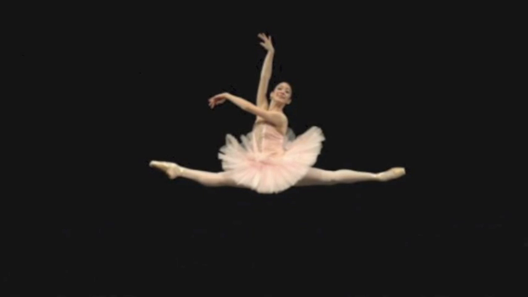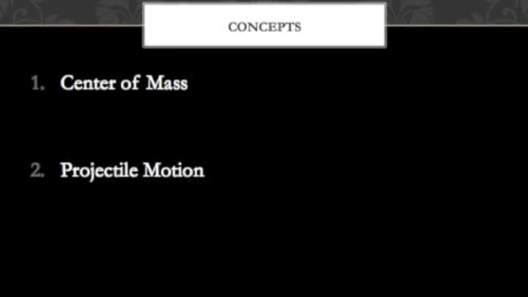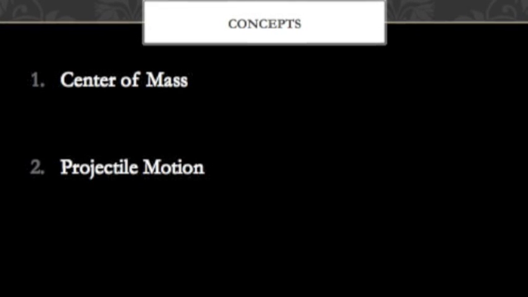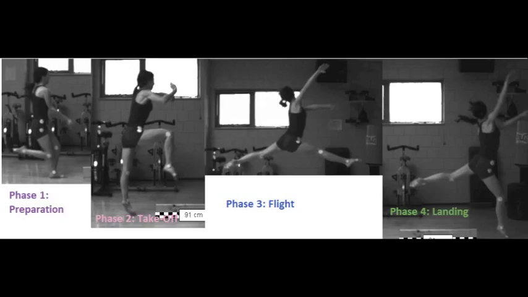In this video, I will be analyzing the biomechanics of a grand jete. A grand jete is a leap in ballet that creates an illusion of floating. Through the concepts of projectile motion and center of mass, I will examine exactly how this illusion is created. Let's begin by looking at the phases of a grand jete.